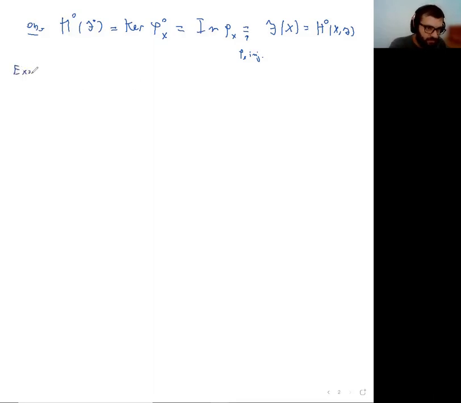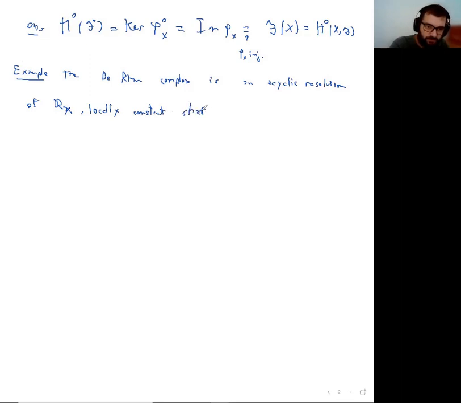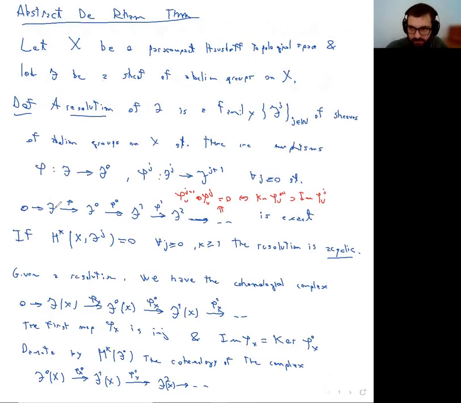And to give you an example of an acyclic resolution, the de Rham complex is an acyclic resolution of the locally constant sheaf of R. The de Rham complex is simply the p-forms. So in that case, our sheaf F would be the locally constant sheaf, and phi 0 would be just smooth functions. And then you have one-forms, and then two-forms, etc. So we know that that one is exact as a sequence of sheaves.